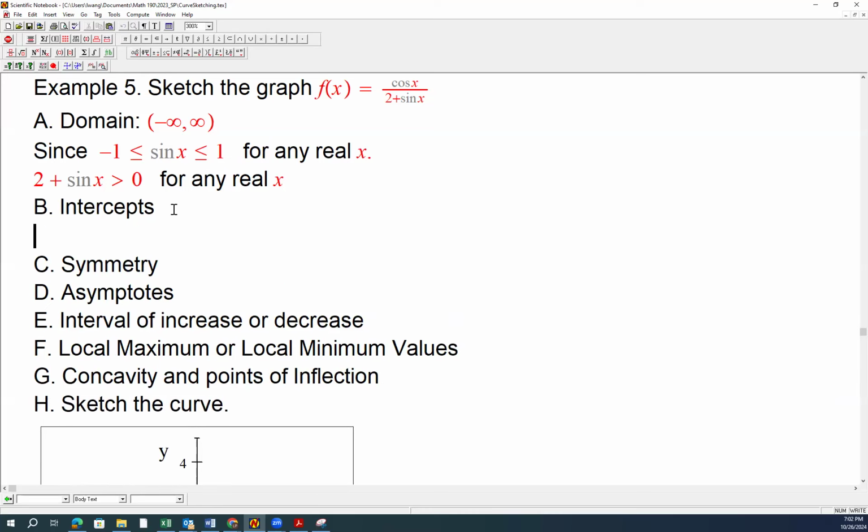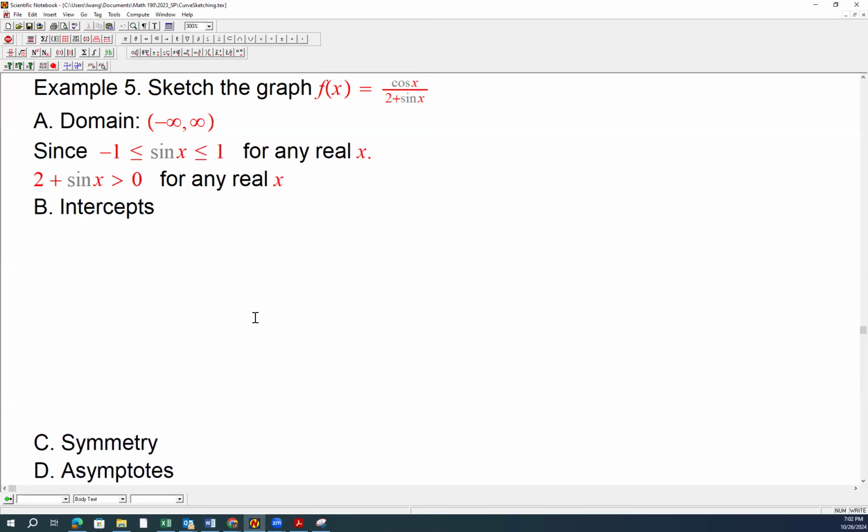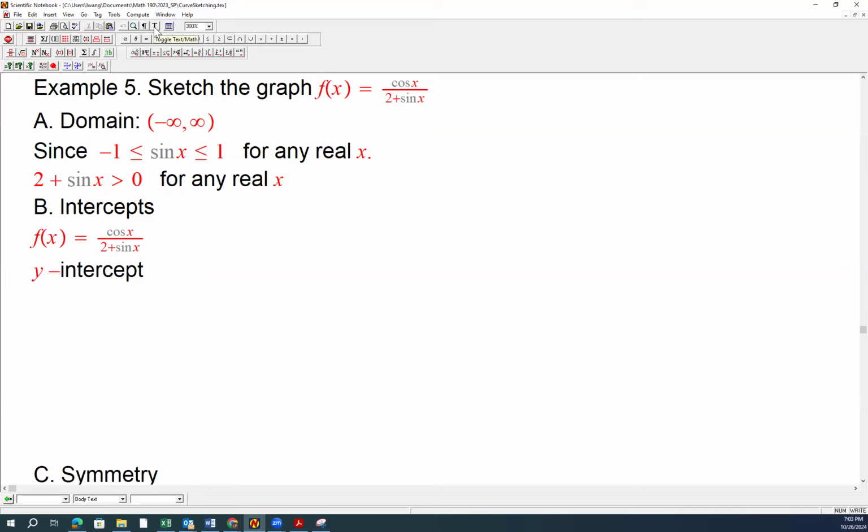Okay, the second question, intercepts. Once again, we're going to find the y-intercept first. To find the y-intercept, we set x equals 0. So all the x will be substituted by 0.